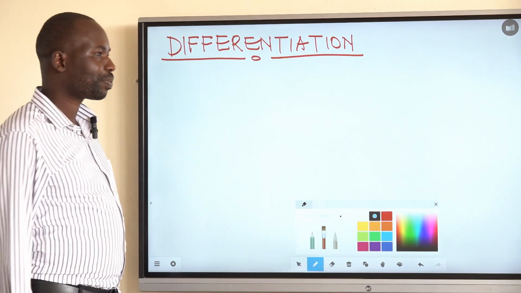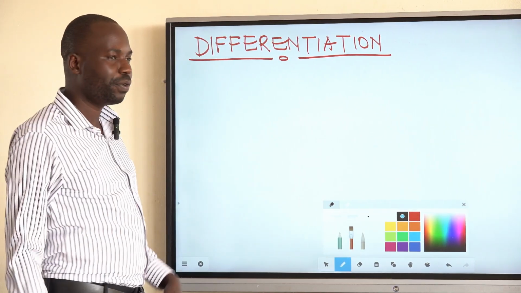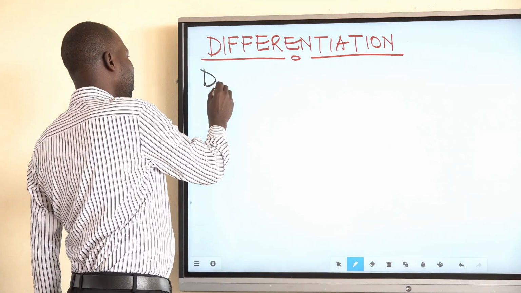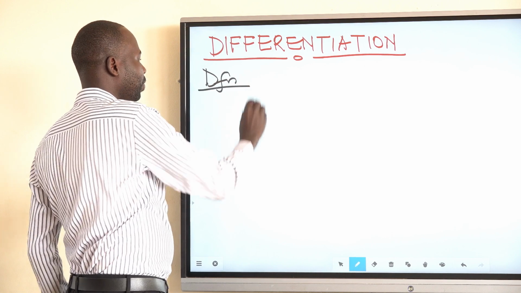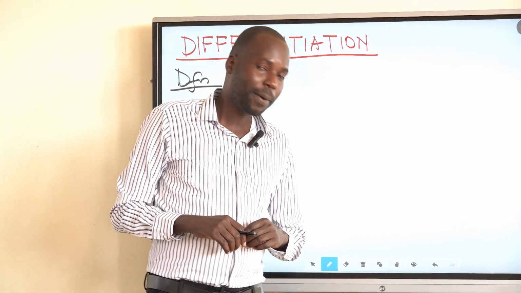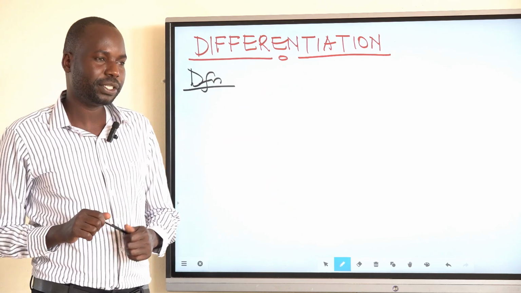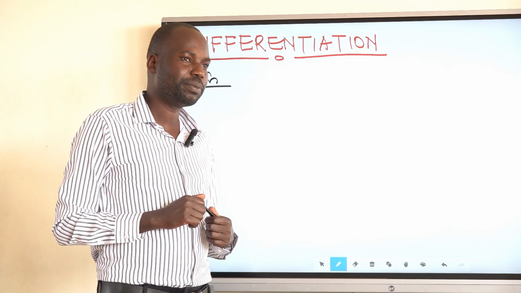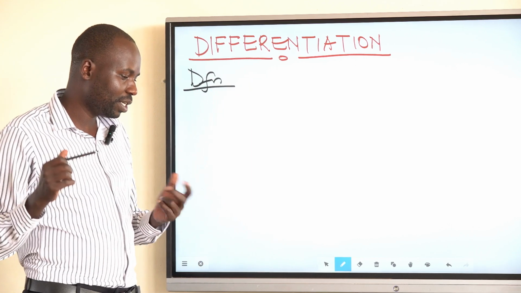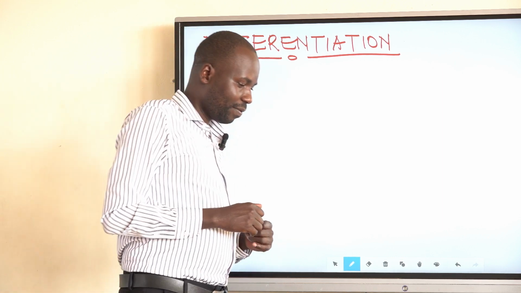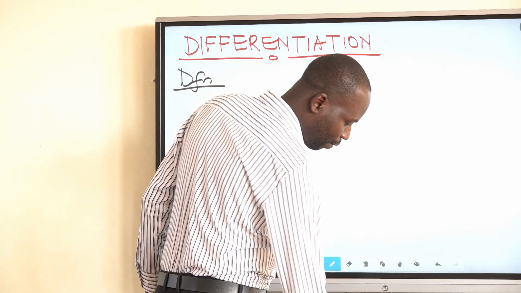In today's lesson, we are going to learn about differentiation. Someone will need to know the meaning of differentiation. That's the definition for the starters. Differentiation means the change of a parameter or a variable with respect to another variable. In other words, differentiation deals with changing quantities, for example, like a gradient of a curve.